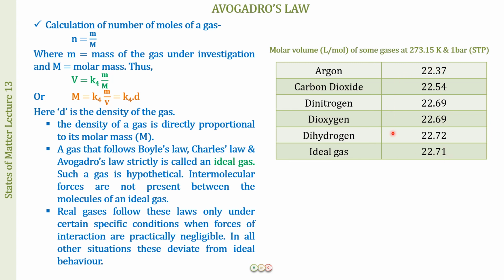There is a slight variation, and that is because these are all real gases. There can be slight variation because the intermolecular forces between the molecules are not absolutely zero. There are going to be some forces present. There is going to be some change in these laws that we will be studying further in this course. Fine.